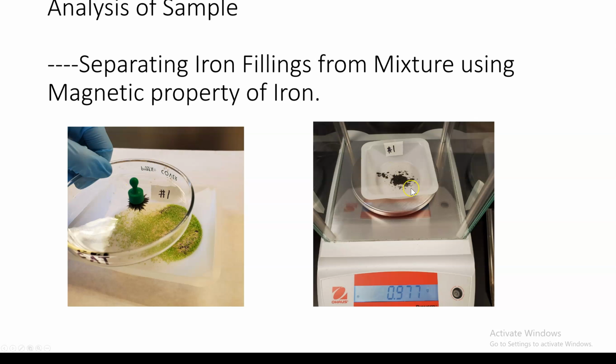And after we have removed this iron, we'll put it on the weighing boat. Please note that this mass is the mass without the weighing boat, because the balance has been tared with the weighing boat on top of it already. So this corresponds to the mass of the iron.